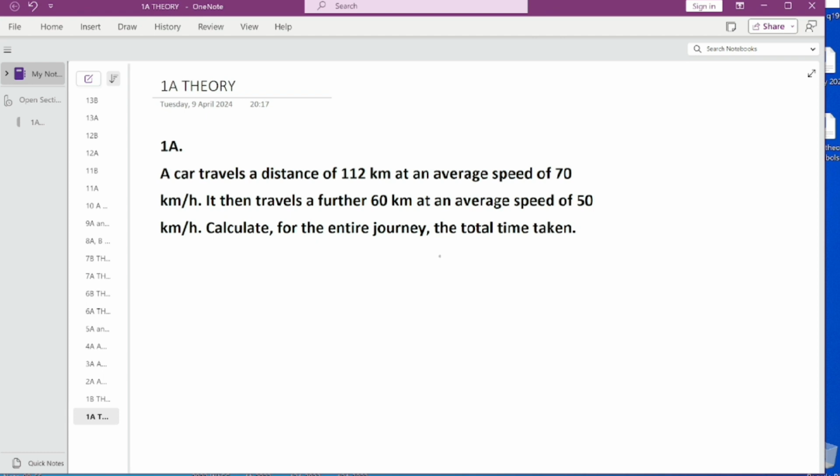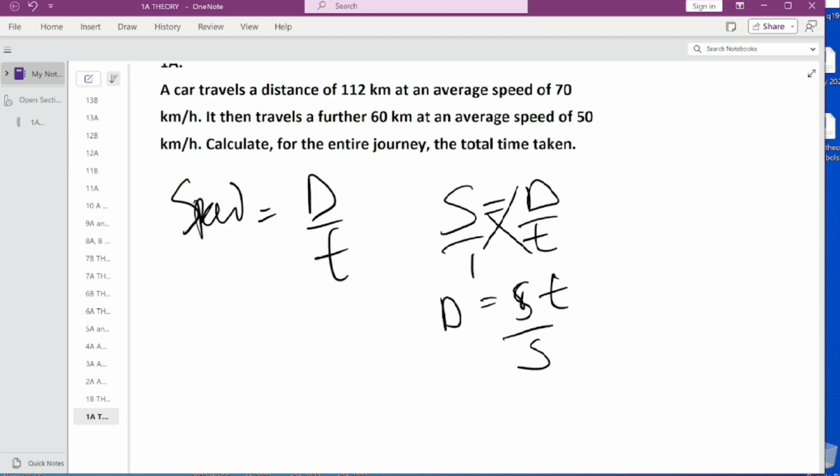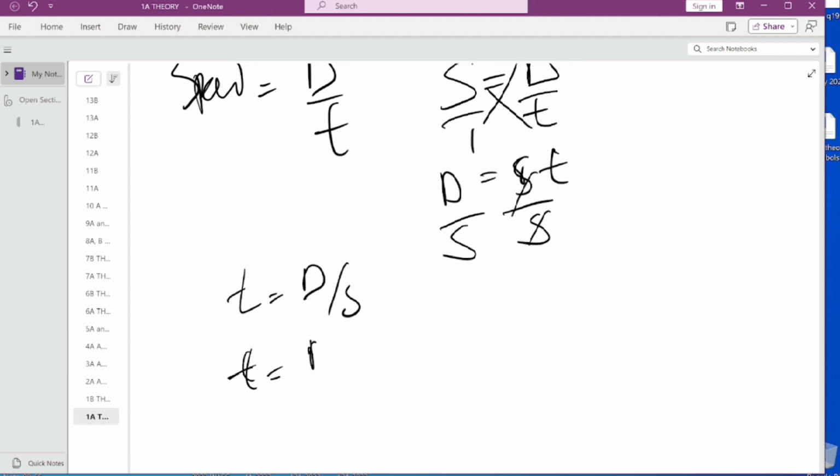So let's take it. The standard formula is speed is distance over time. Now that we're looking for time, we have to make time the subject of the formula. So we have S is D over T over 1, we cross multiply. D times 1 is D equals S times T. Since we are looking for time, we divide both sides by S. So our T is therefore D over S, which is time equals distance over speed.